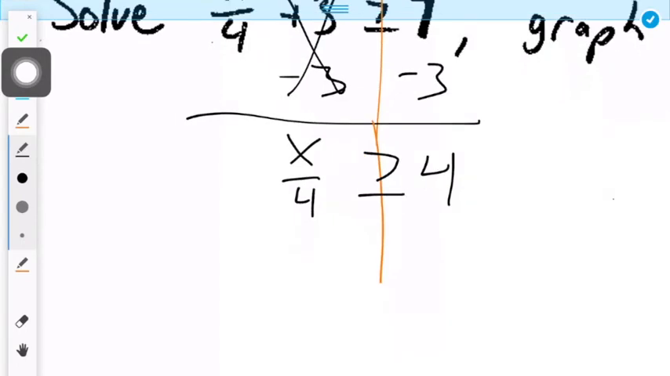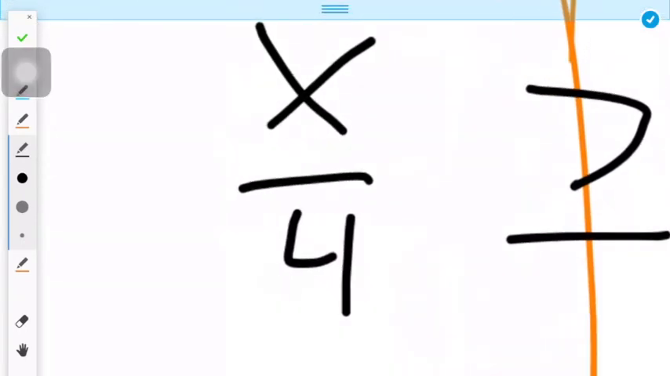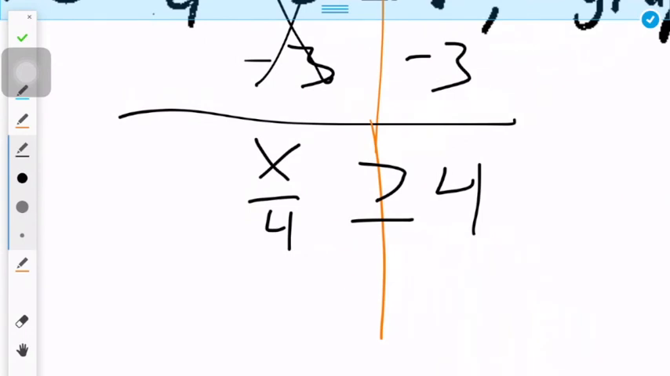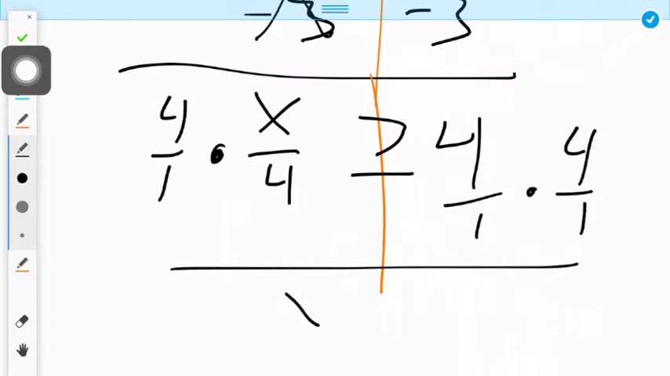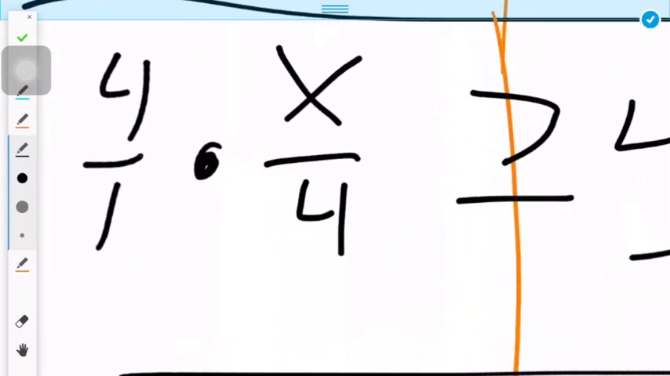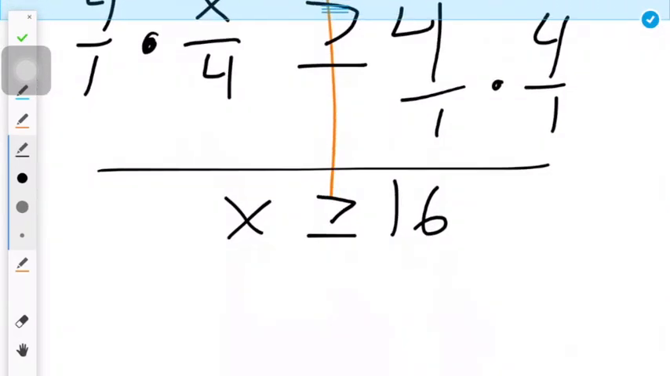Next process though, we have division. This is x divided by 4. So to undo that, I'm going to multiply by 4. Same thing on the right side. This right here simplifies to just x. On the right hand side, 4 times 4 is 16. And because I did not divide or multiply by a negative number, this is a positive number, I'm going to keep this symbol the same way.